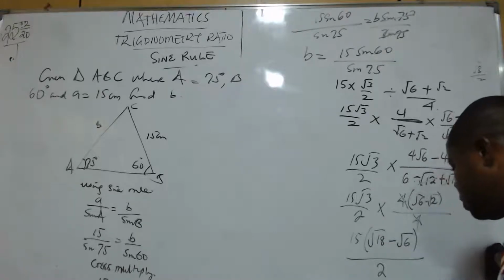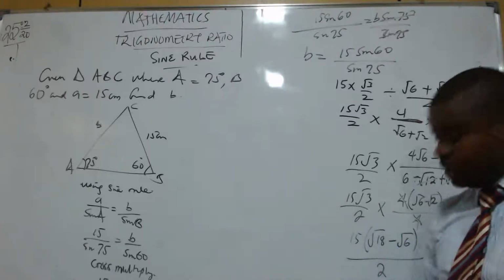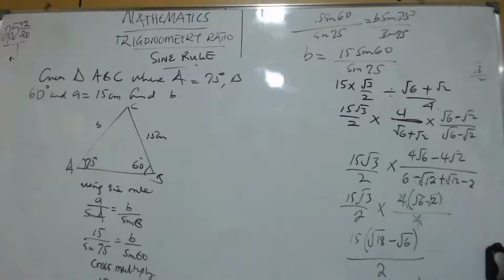So that 15 times root 6, we have root 3 minus 1 over 2. So this will be the answer given to you for the value of B. Right? So that is how to solve that.